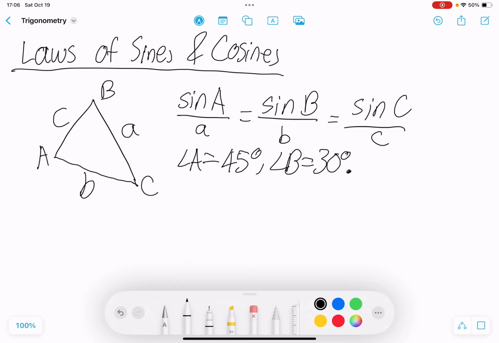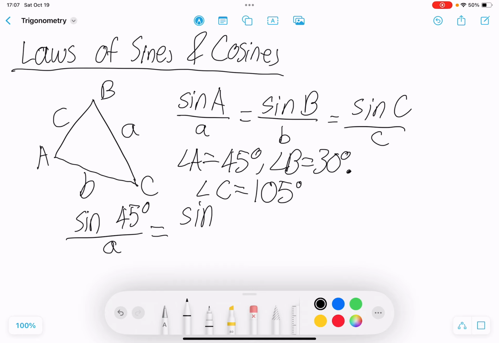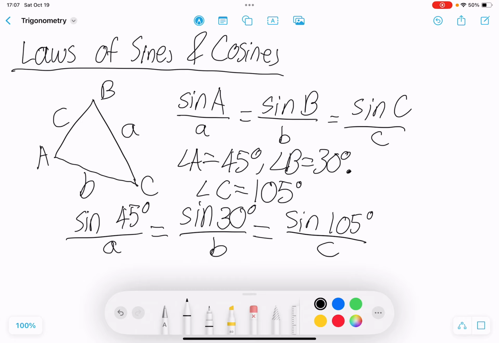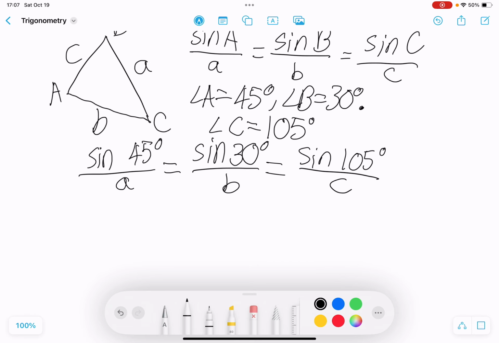Now, firstly, we know that, given this and that we're in a triangle, angle C would be 180 minus 45 minus 30. So 180 minus 45 is 135, and 135 minus 30 is 105. So that's angle C. Then we can use the law of sines. We know that sine 45 degrees over side a, which is what we want to find, is sine 30 degrees over side b, and this is also sine 105 degrees over side c. Okay, so this is what we know.